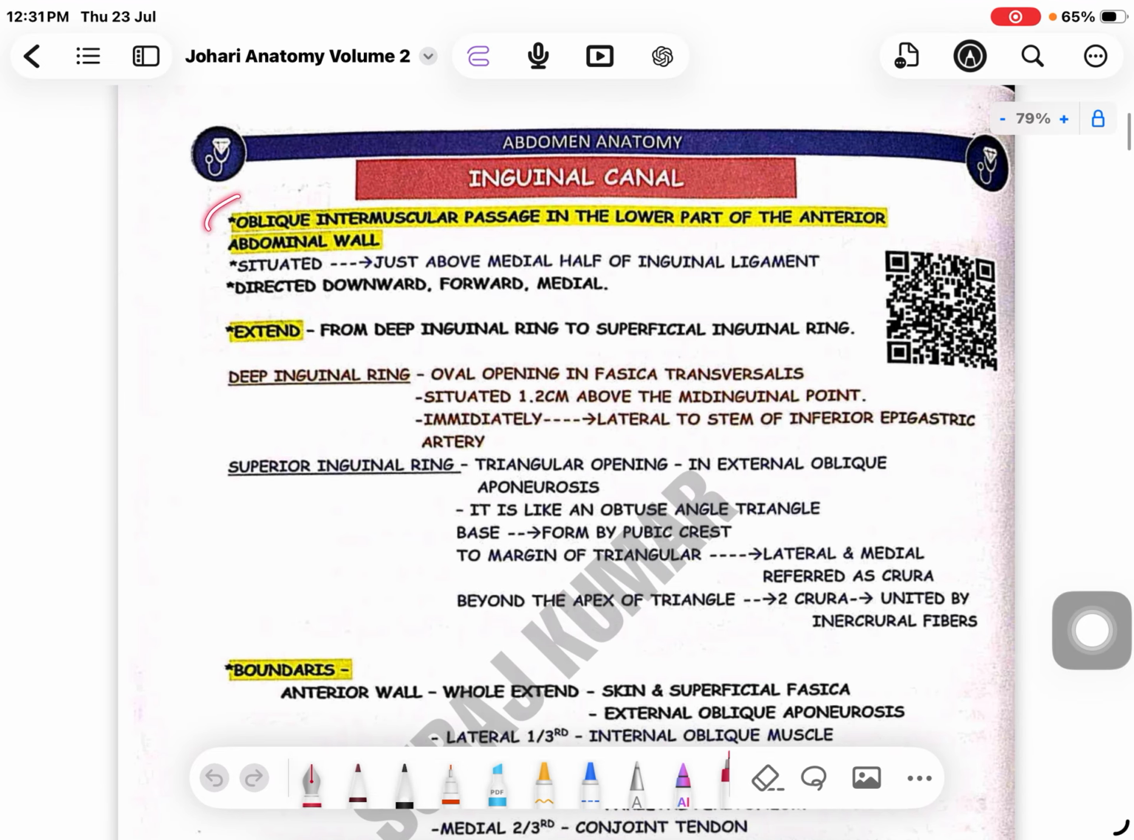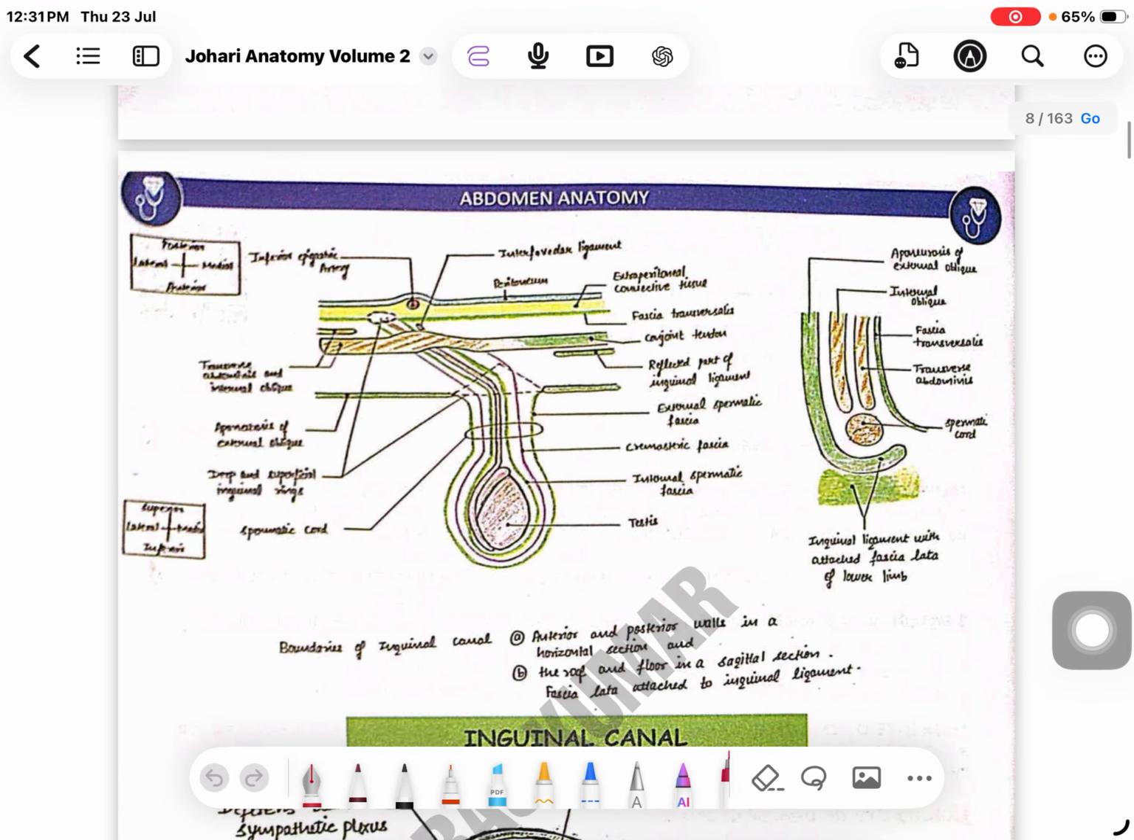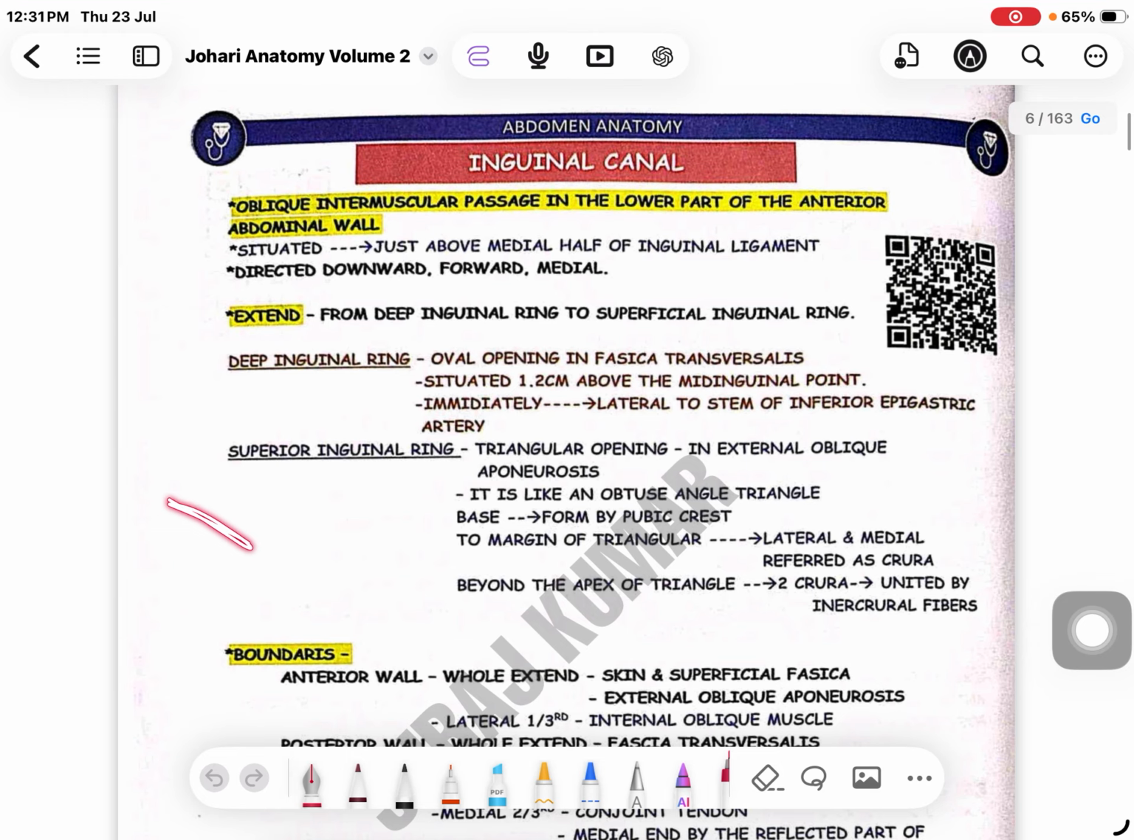The inguinal canal is an oblique intermuscular passage in the lower part of the anterior abdominal wall, situated just above the medial half of the inguinal ligament. It lies just above the medial half of the inguinal ligament, about 1.25 centimeters above it. It is directed downward, forward and medial. The inguinal canal is directed in this way: downward, forward and medial.